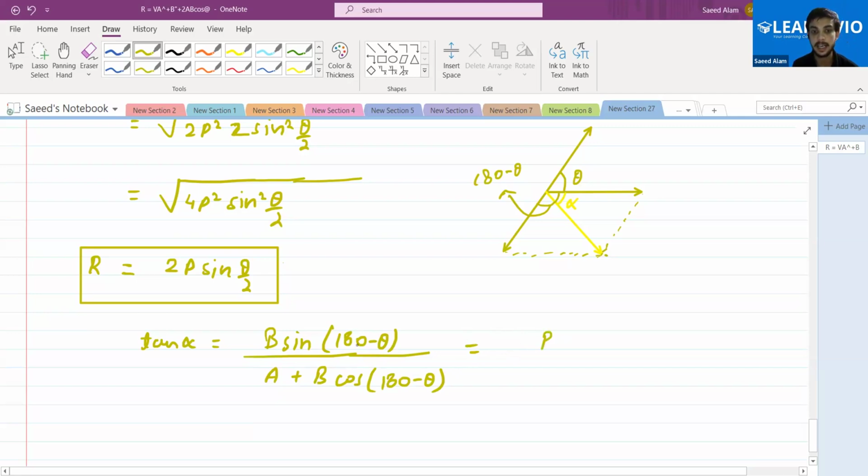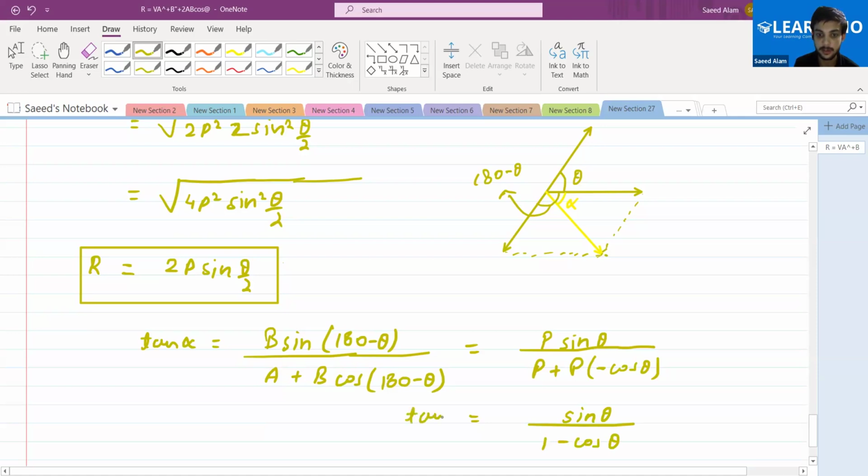That will be P, and what should be 180 minus theta? Sine of 180 minus theta is? Sin theta. This is directly sine theta divided by P plus P. And what is cos of 180 minus theta? Minus cos theta. Okay, so what will I get as the expression here? That is sine theta by 1 minus cos theta.